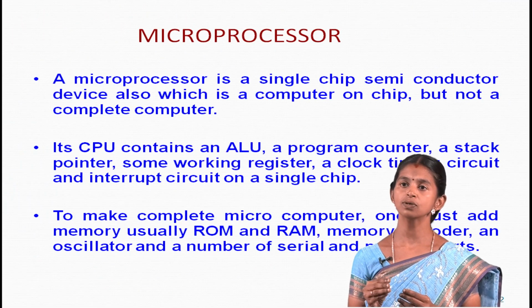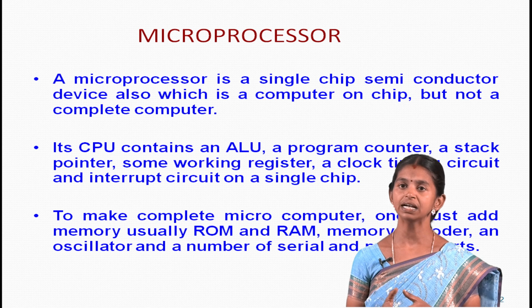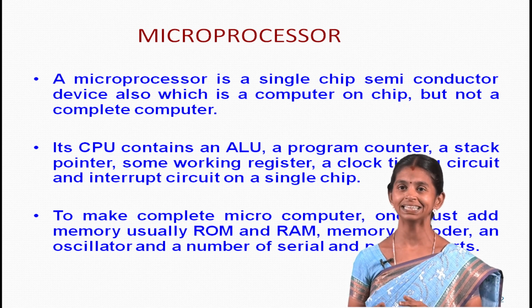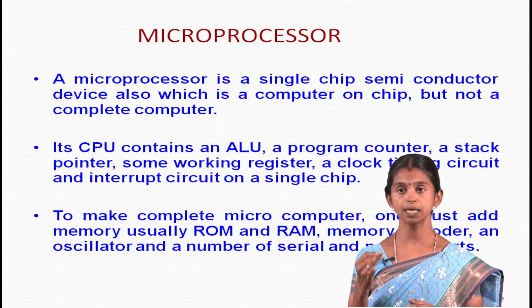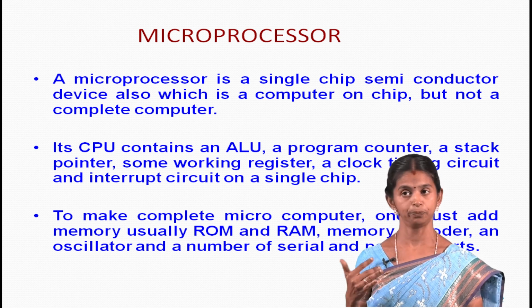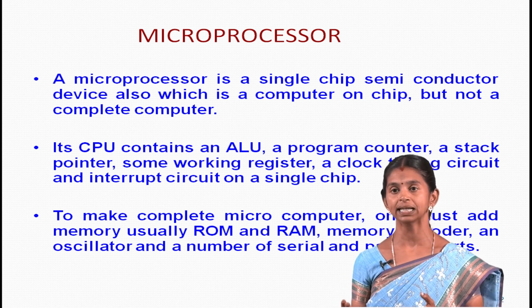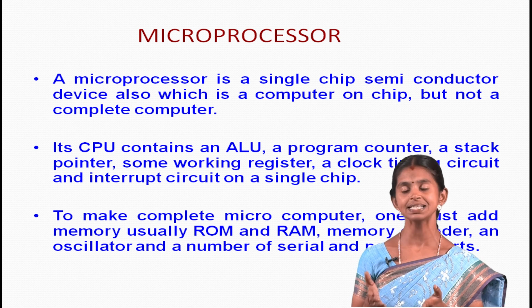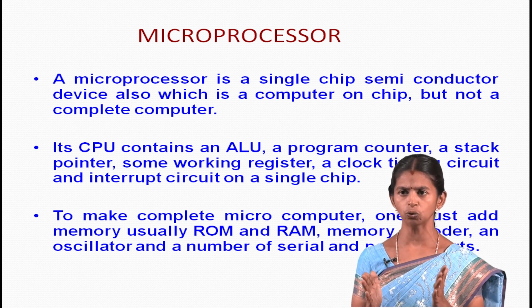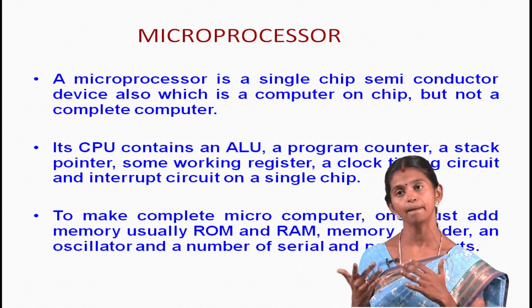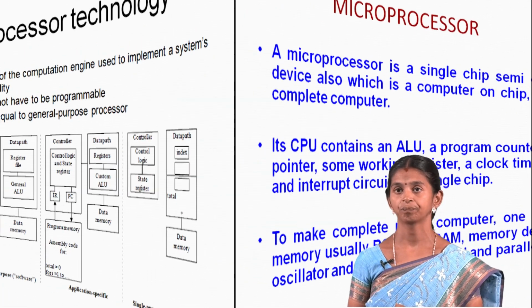Microprocessor. A microprocessor is a single chip semiconductor device, which is a computer on chip but not a complete computer. Its CPU contains an ALU, a program counter, a stack pointer, some working registers, a clock timing circuit and an interrupt circuit on a single chip. To make a complete microcomputer, one must add memory, usually RAM and ROM, a memory decoder, an oscillator and a number of serial and parallel ports.